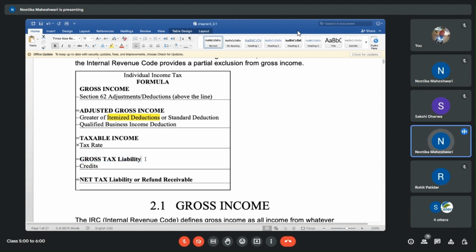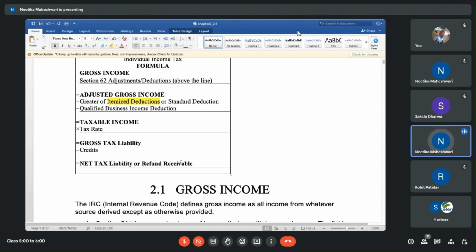Let's say the liability is $10,000. After that, the credits will come into the picture. There could be child tax credit, earned income credit, electric vehicle credit, other solar energy credits. There could be different kinds of credits. And these credits are deducting the gross liability directly. What are the adjustments doing? They're reducing the gross income. What are the credits doing? They're reducing the liability directly. So the credits are very, very important. We definitely want to make sure that the client is getting the best possible credits, because straight away the liability gets reduced. And then we come to net tax liability, or if the withholdings are high, then there could be a refund.